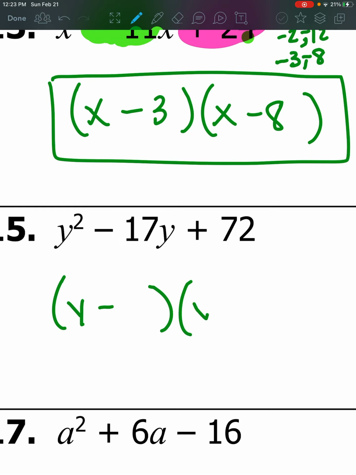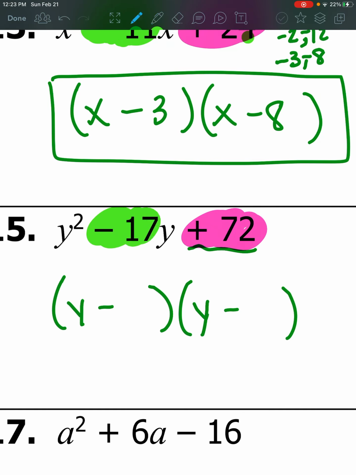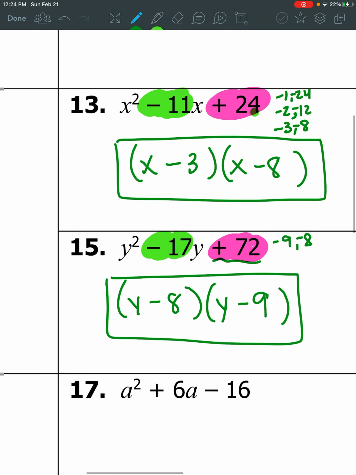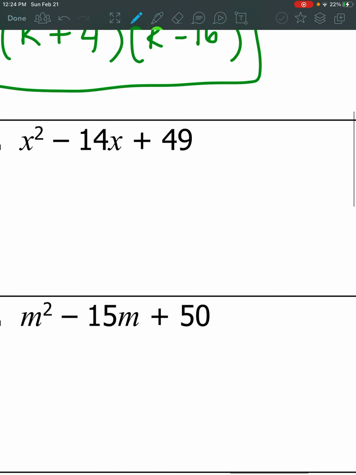So again, if the middle term is negative and the last term is positive, we know both binomials have to be minus. So what multiplies to +72, but then adds to -17? So 72, 9 and 8. Make them both negative, they add to -17, and they multiply to +72. And again, I would pause here, see if you can figure out these two on the right side.